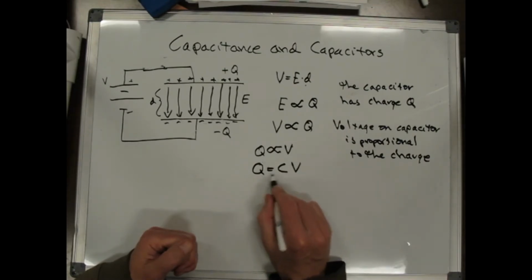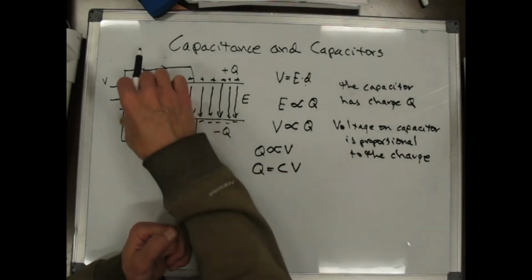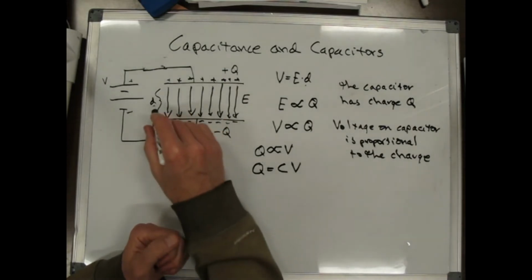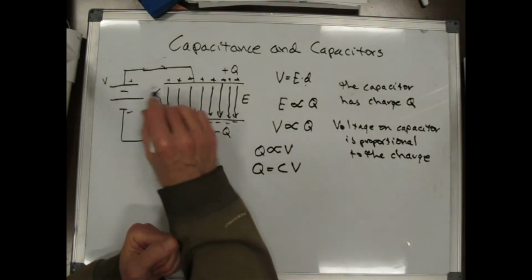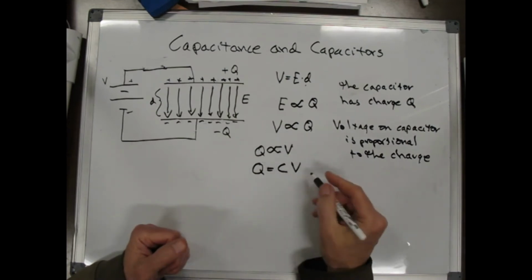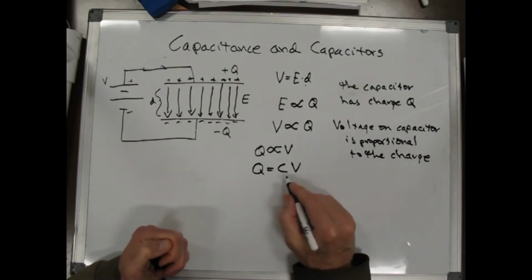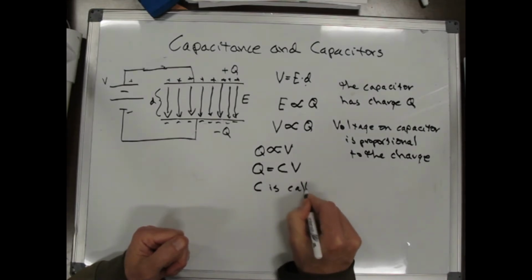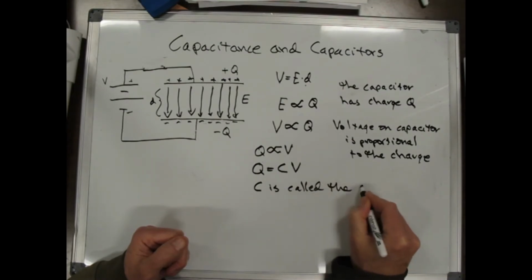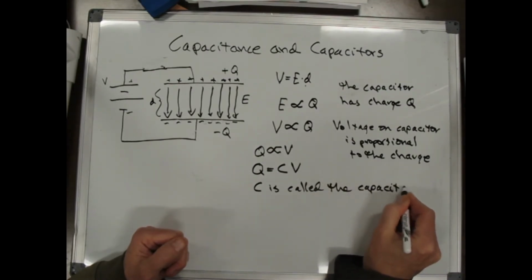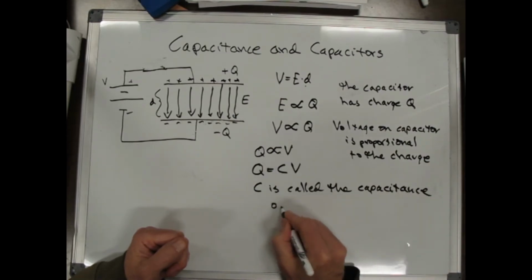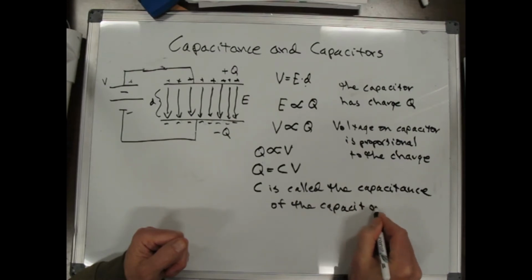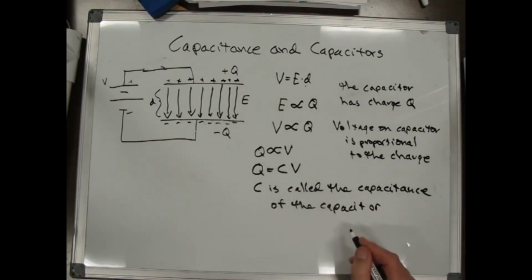The charge on the capacitor is proportional to the voltage. That is to say, the greater the voltage I put on here, the more charge I get. And it sort of makes sense because the battery has a bigger pump, and it can pump more charges through before it can't do that anymore. And so Q is equal to CV, and C is called the capacitance of the capacitor.